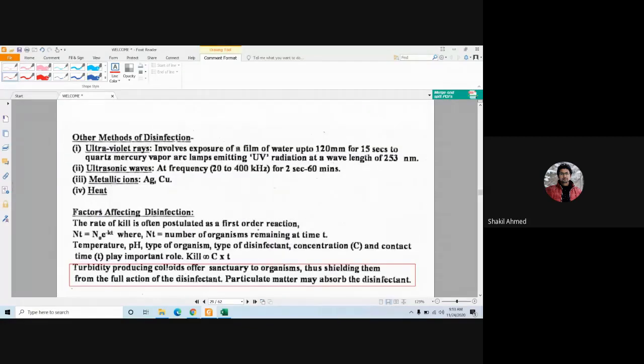Now the thing is, there are other methods of disinfection. Chlorination is just a single method of disinfection. There are other methods of disinfection like ultraviolet ray, UV ray, ultrasonic wave, metallic ions, heat.